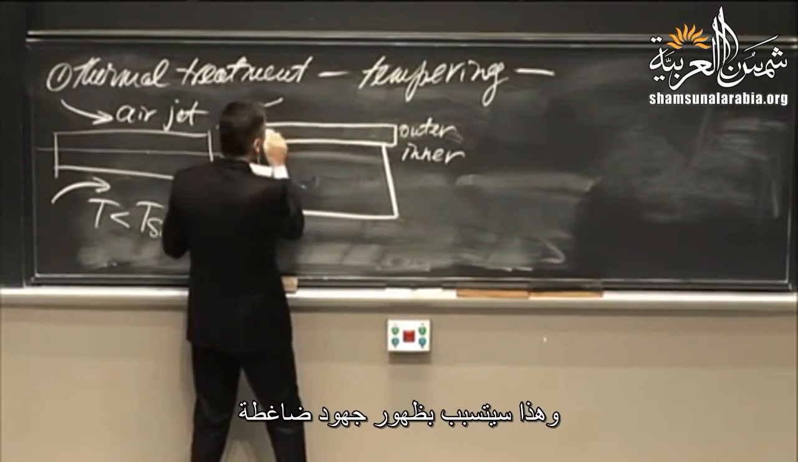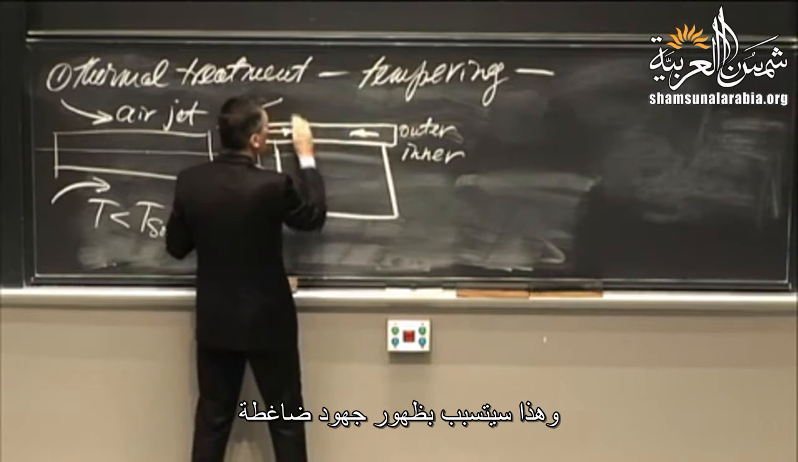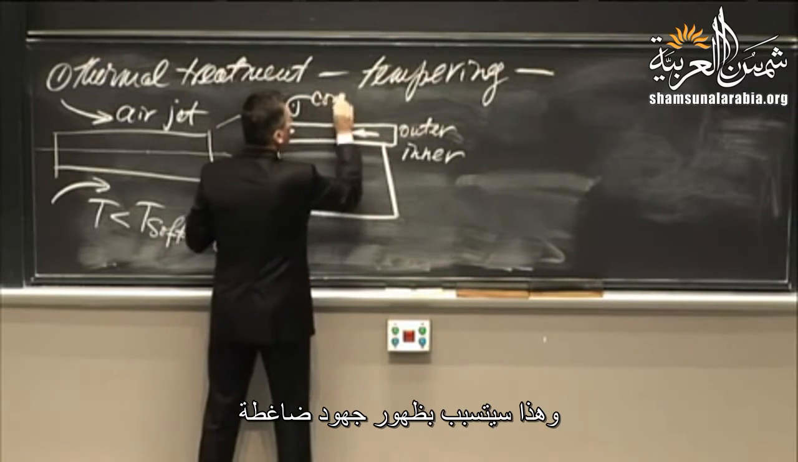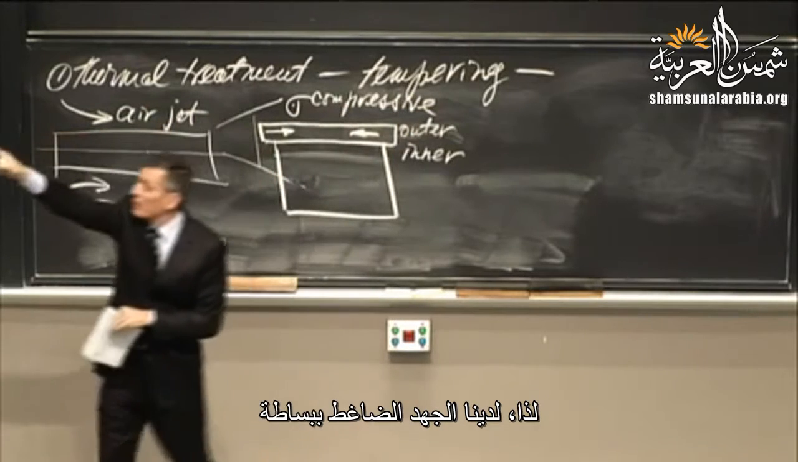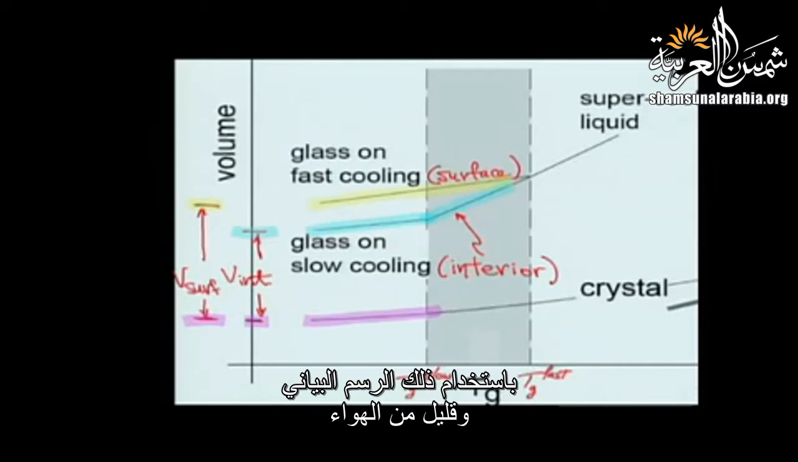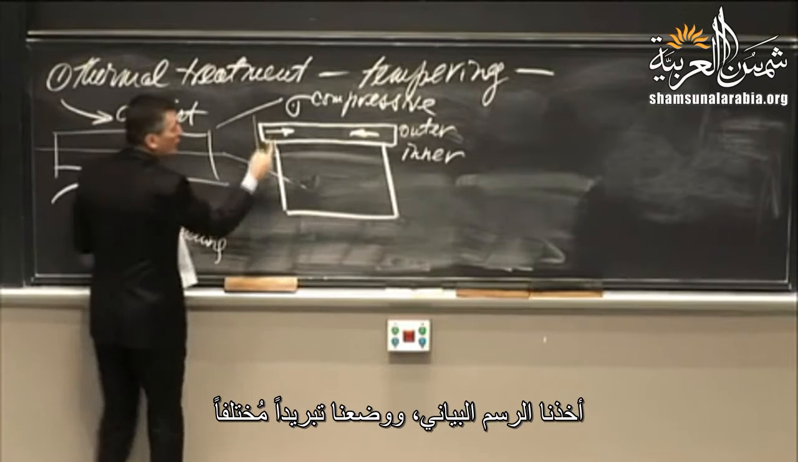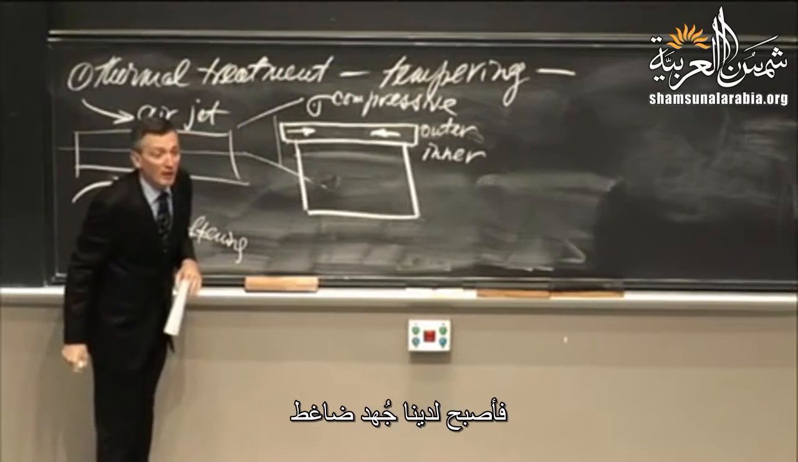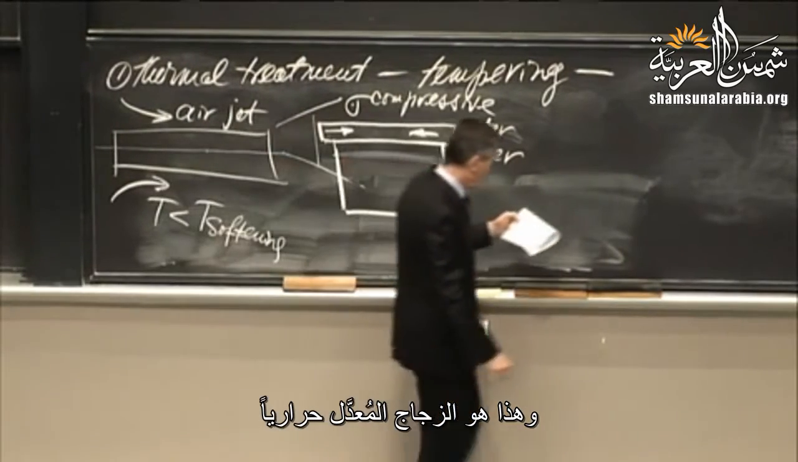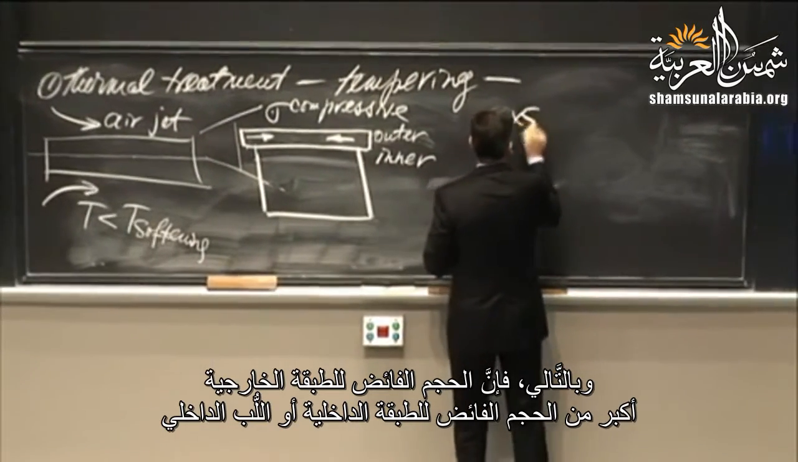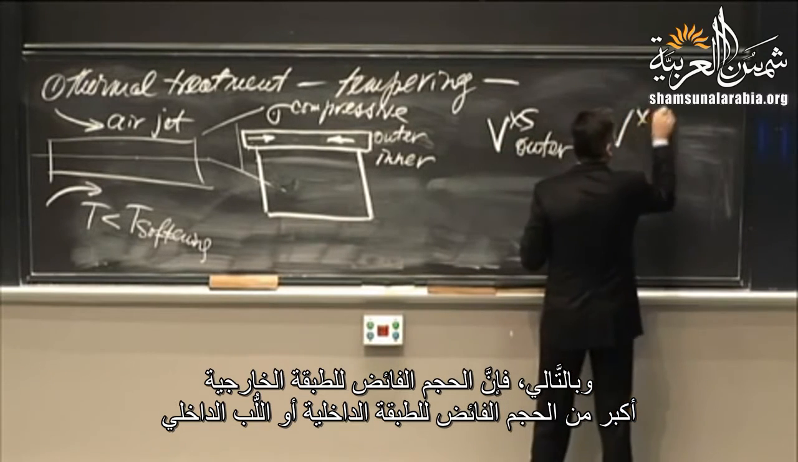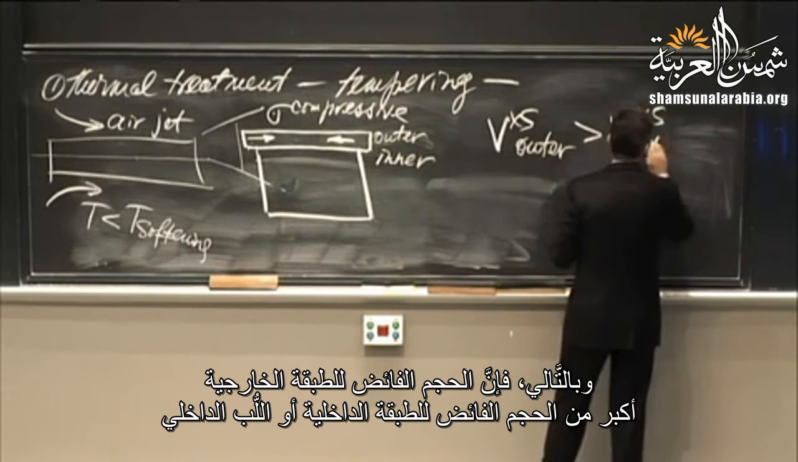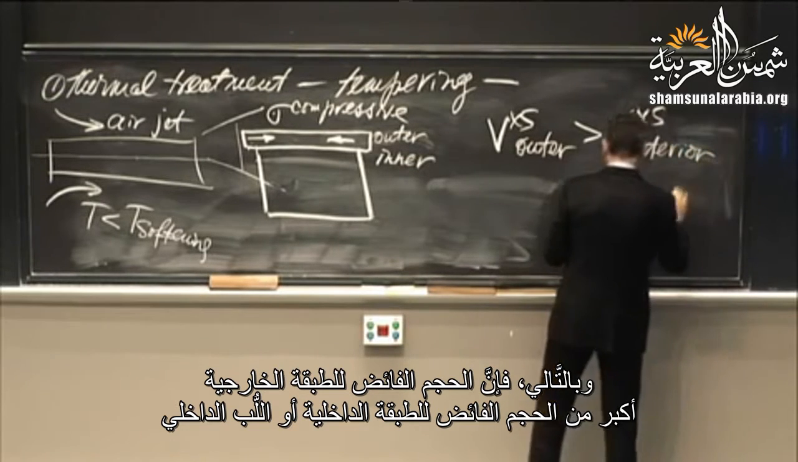Can you see that? And it's going to cause the introduction of compressive stresses. So we got to compressive stresses simply using that graph and a little bit of air. So you take that graph, put in differential cooling, and now you've introduced compressive stress. And that's all tempered glass is. So the V excess of the outer layer is greater than the V excess of the inner layer, or the interior, if you like. Okay?